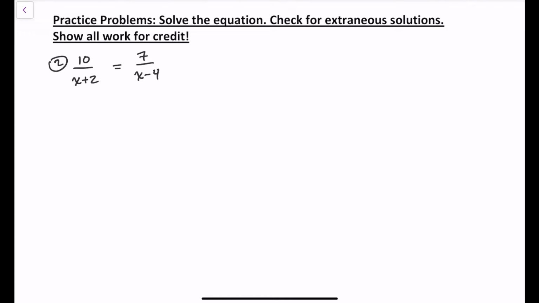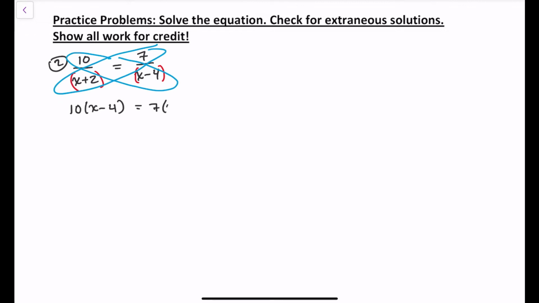Again, I would probably cross multiply since I already have one fraction on each side. So let's do that. And then we need to remember to distribute again. And then we'll solve for x. So we get 3x on the left. Let's add 40. So we get 54. 54 divided by 3 is 18.